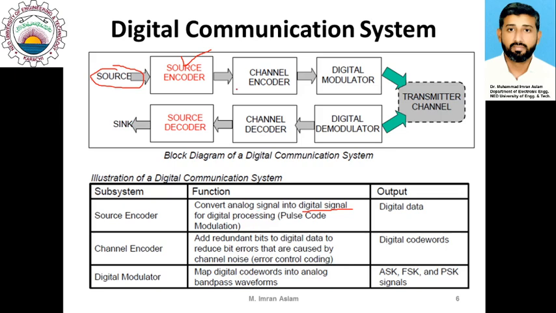Then we use a channel encoder. The channel encoder is used for controlling errors during transmission. With a channel encoder, we can either detect, or in some cases also correct, the errors which occur during transmission because of the presence of noise and adverse effects of other channel phenomena.